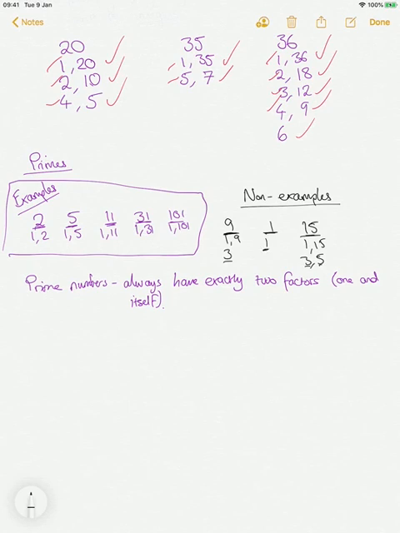And then 1, people often get confused with this one. But 1 only has one factor. And look, we need them to have two factors. So 1 is not a prime number. It's a common mistake that people make, but none of us in 7x2 are going to make that mistake.